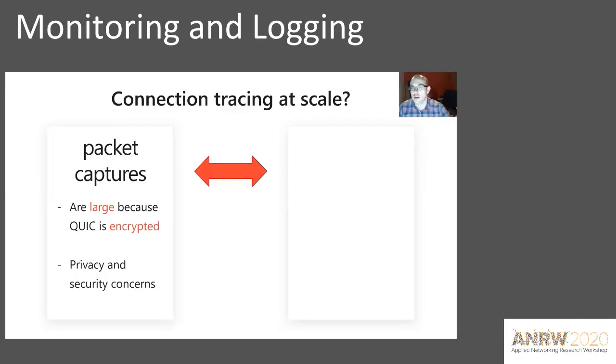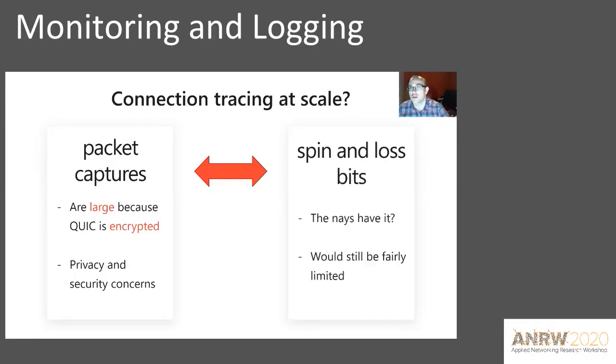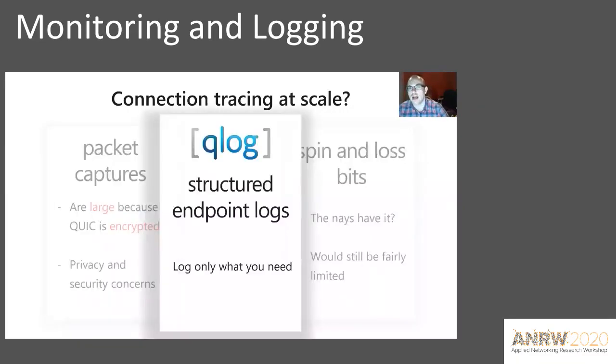Another option that has been discussed would be to add a couple of bits to the public QUIC header to help with some things. We all know that's a very contentious issue, and I think that even if they were added, they wouldn't really help with many of the in-depth debugging use cases that we might have in practice. So the idea was, or would be, how about we use qlog for this use case as well?